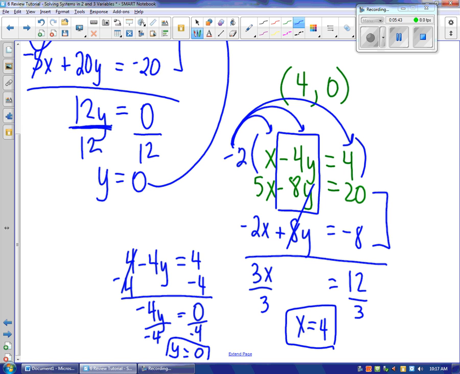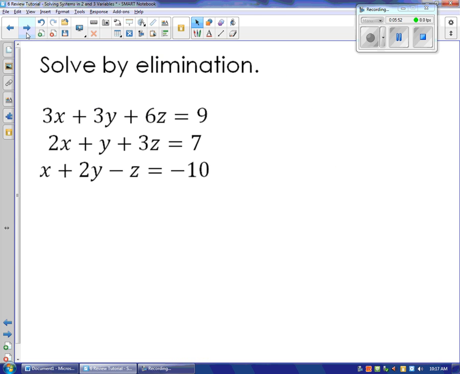So notice that it doesn't matter which variable we eliminate first. We still come up with the same solution. The next example I'm going to do is going to be a system with 3 variables. And these take quite a bit of time to solve.